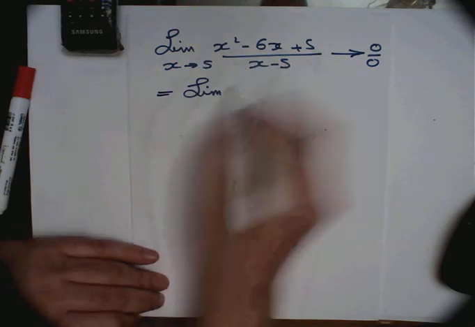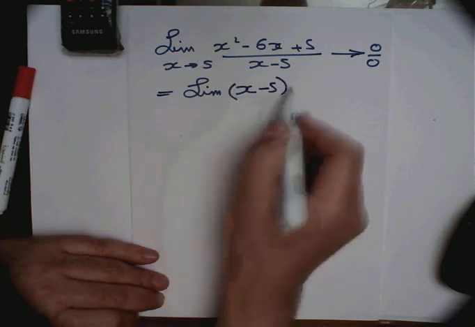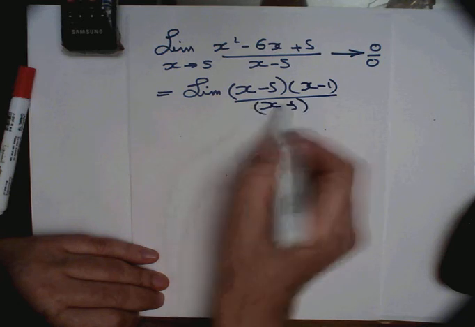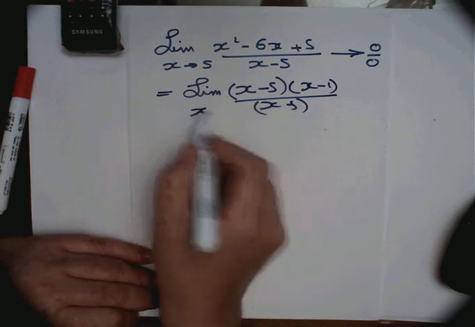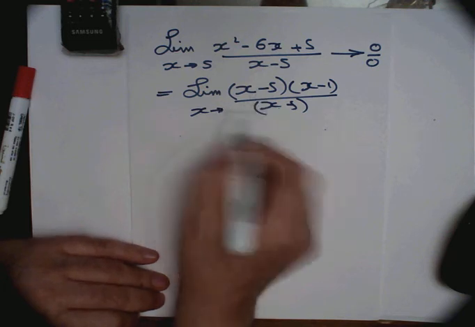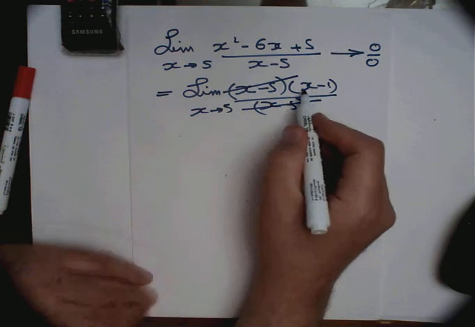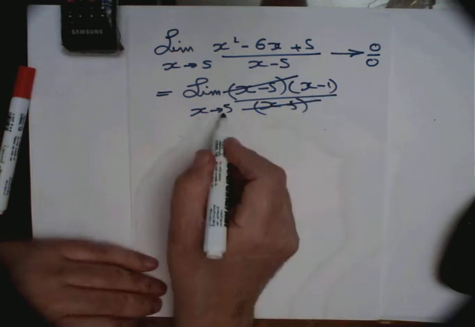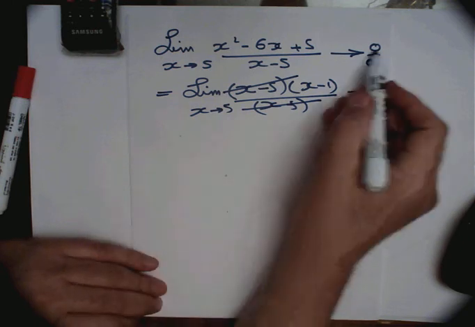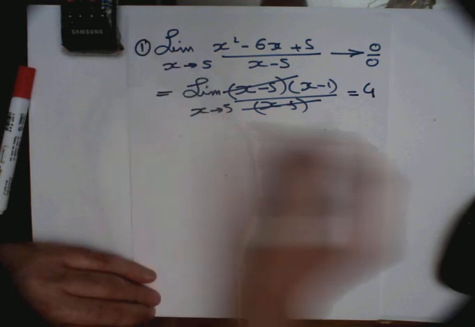طيب تعالى نحلل اللي فوق. الحل اللي كام؟ x minus 5 times x minus 1. طب وتحت x minus 5. So we can cancel x minus 5 in the numerator and x minus 5 in the denominator together. So the remaining is x minus 1. As x approaches 1, this equals 4. So 0 divided by 0 in the first example is not 1, but it is 4.